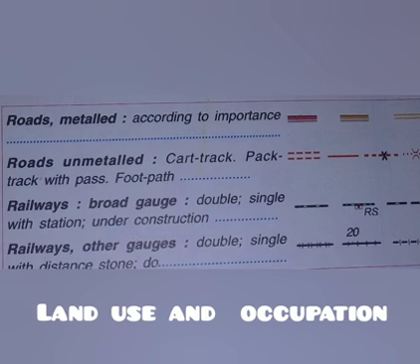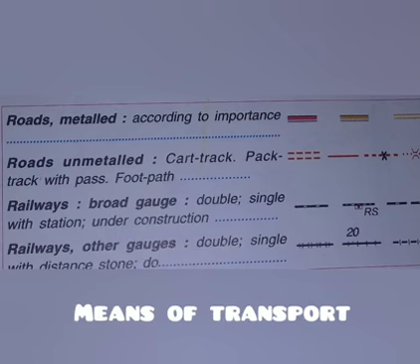Roads, metalled according to importance. Roads, unmetalled. Cart track, pack track with a pass, footpath. And railways: broad gauge, double, single, with a station, under construction. These are some examples of the means of transport of the people of that area.